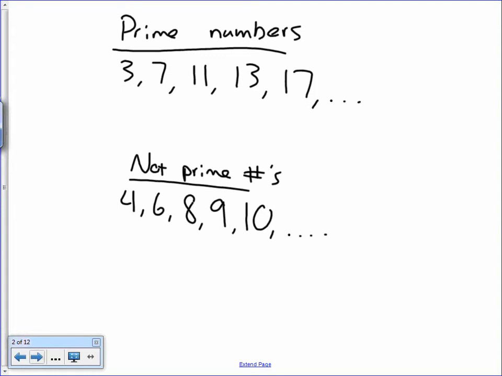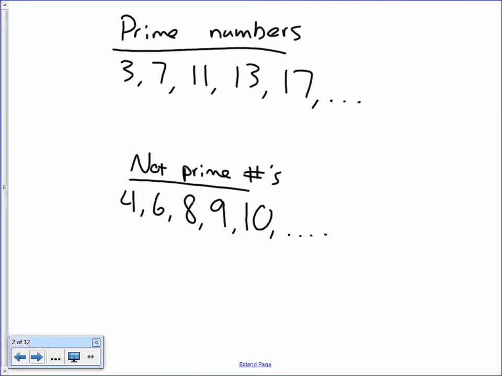So to start off, we're going to talk about prime numbers. Prime numbers, by definition, are only divisible by 1 and itself. So if we look at the list of prime numbers here, we have 3, 7, 11, 13, 17. Notice how 3 is only divisible by 1 and 3. 1 times 3 are the only two numbers that give me 3. As with 7, only 1 times 7 gives me 7. So 1 and itself. Same thing with 11, 13, 17, and so on.